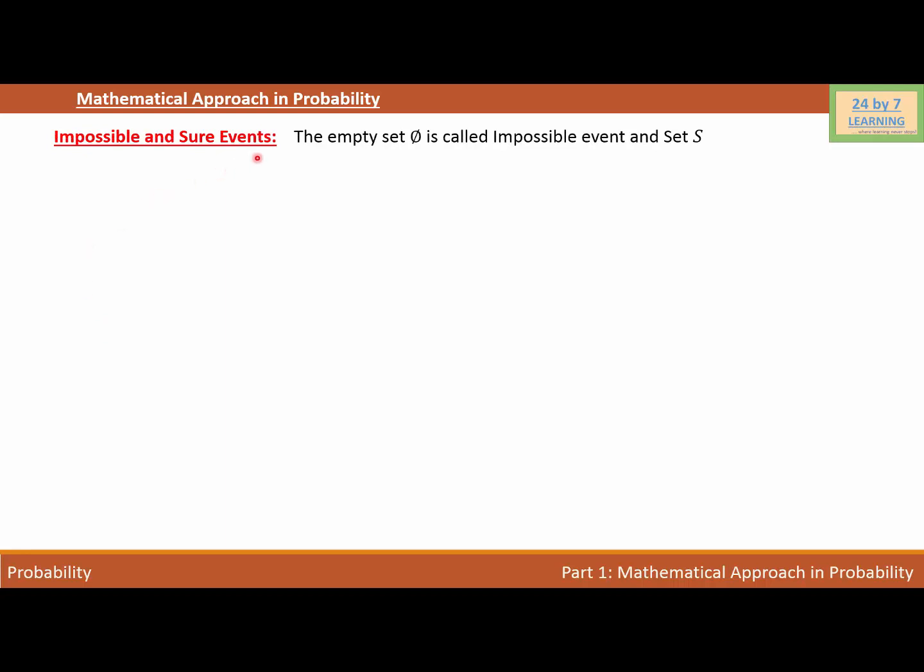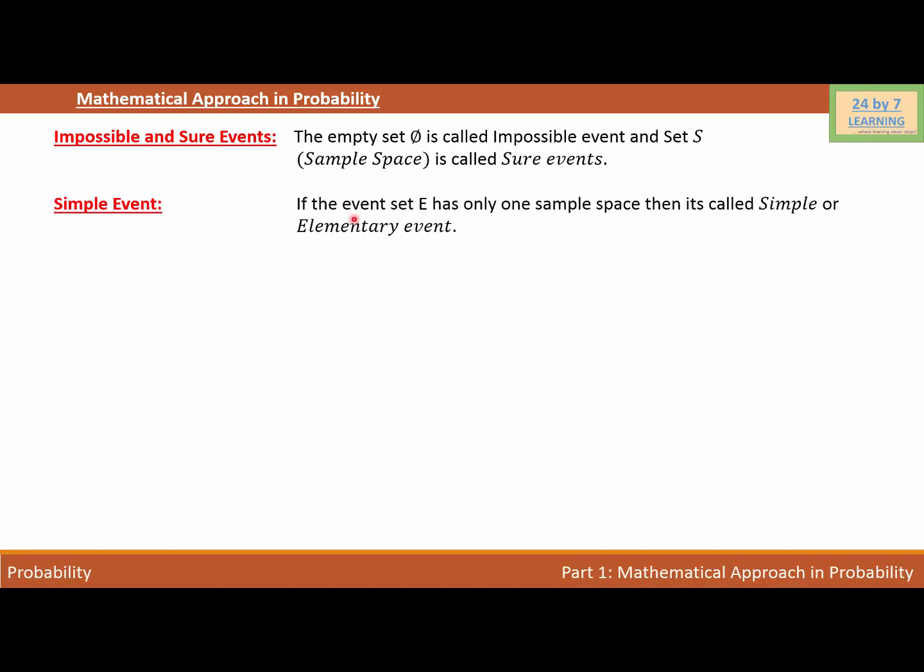Impossible and sure events. The empty set phi is called the impossible set, and set S, which is basically the sample space, is called the sure event. Simple event: if the event set E has only one sample point, then it's called a simple or elementary event. Now let's consider an example. The probability of getting two heads is basically E equals HH.